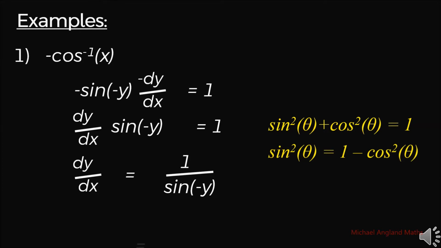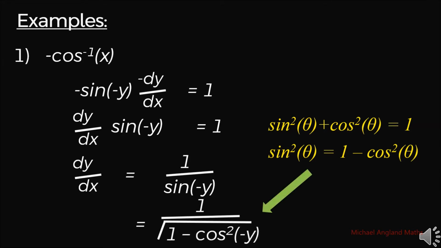So we can rewrite sine of minus y as the root of 1 minus cos squared minus y. Now, looking back above, we identified cos of minus y as x in one of the previous steps. So now the final step is to rewrite, and we have 1 over root 1 minus x squared.